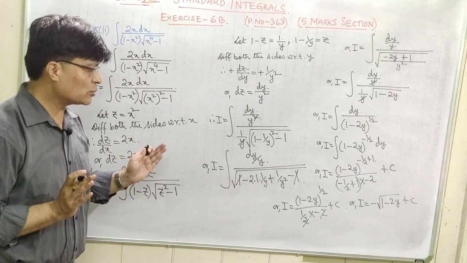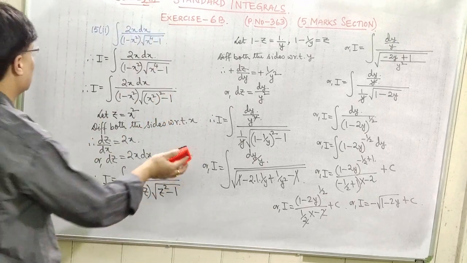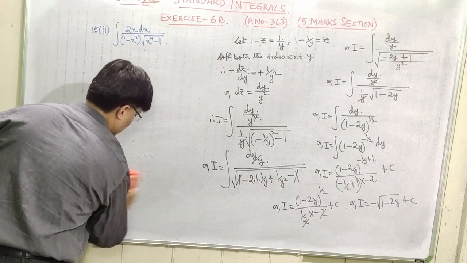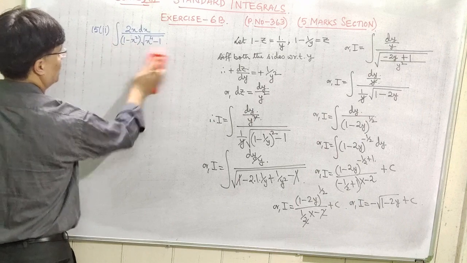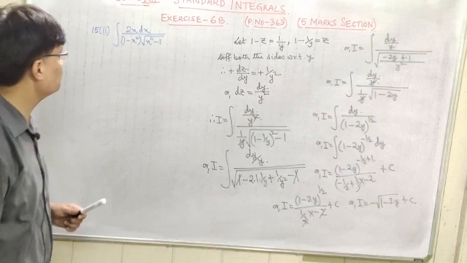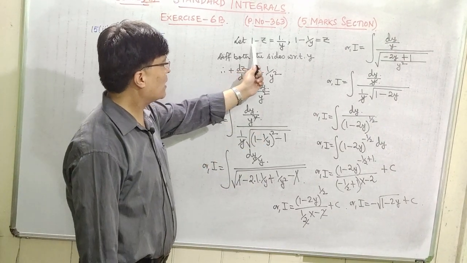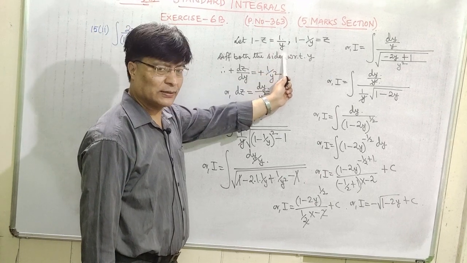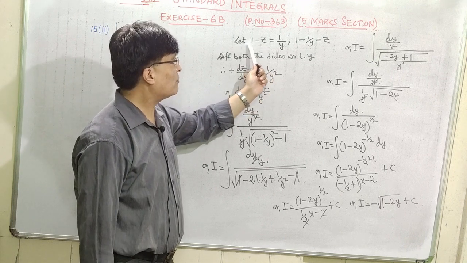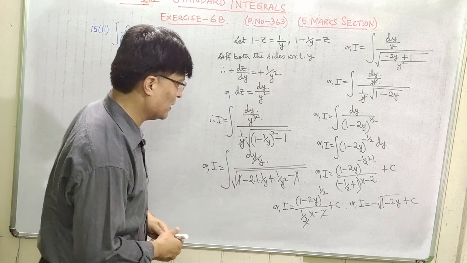So I think you have understood it. Now you have to put the value for y. So let us put the value for y here in this case. So what is y actually? Since 1 minus z is equal to 1 upon y, what is the value for y? It is 1 upon 1 minus z.